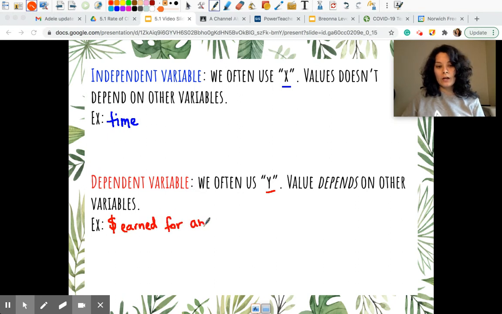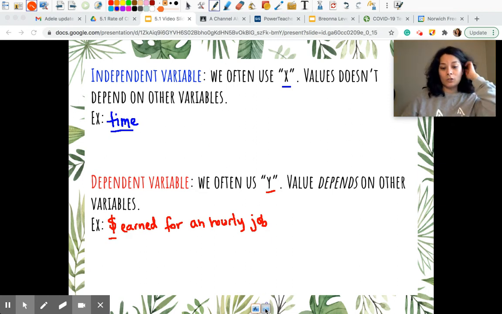For an hourly job, right? If you get paid hourly, the money is going to be your dependent variable, and the hours you work, because that's time, would be your independent variable. The amount of money that you earn is going to depend on how many hours you worked. And the hours that you work, well, the hours are going to flow however they're going to flow. They're not going to go any slower or any faster, even if you'd like them to.